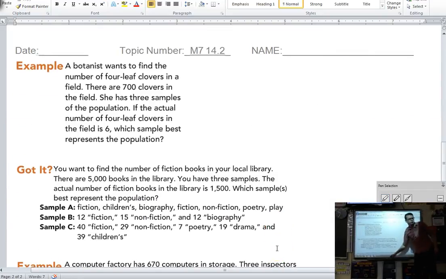Alright, so botanist. What does a botanist do? Well, what is botany? Yeah, plants. So, he wants to find the number of 4-leaf clovers in a certain field. Now, this guy's got way too much time on his hands. There are people that do jobs like this, but they don't do it with 4-leaf clovers. But he has counted that there are 700 clovers in the field. Let's hope he used a drone or something to make his life easy. As he walked through, or she, has 3 samples. Ooh, now we have multiple samples.